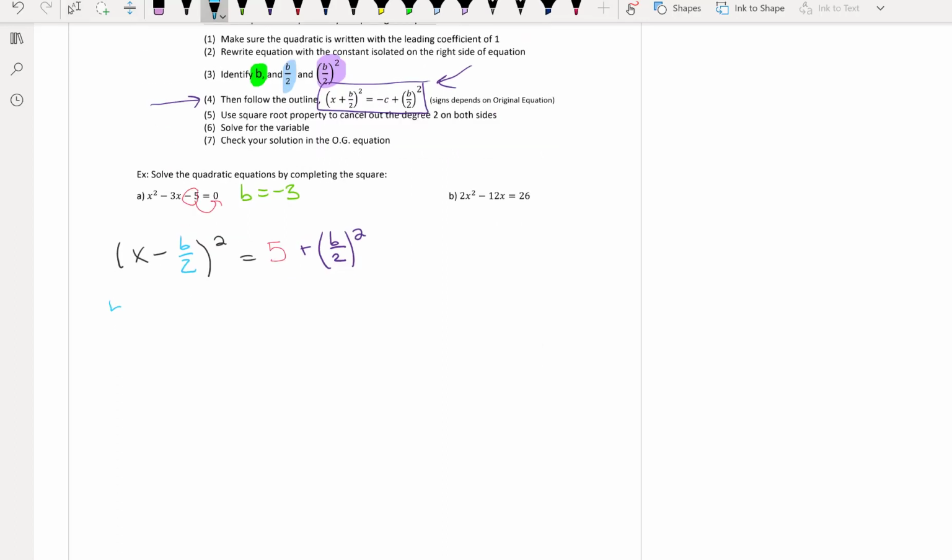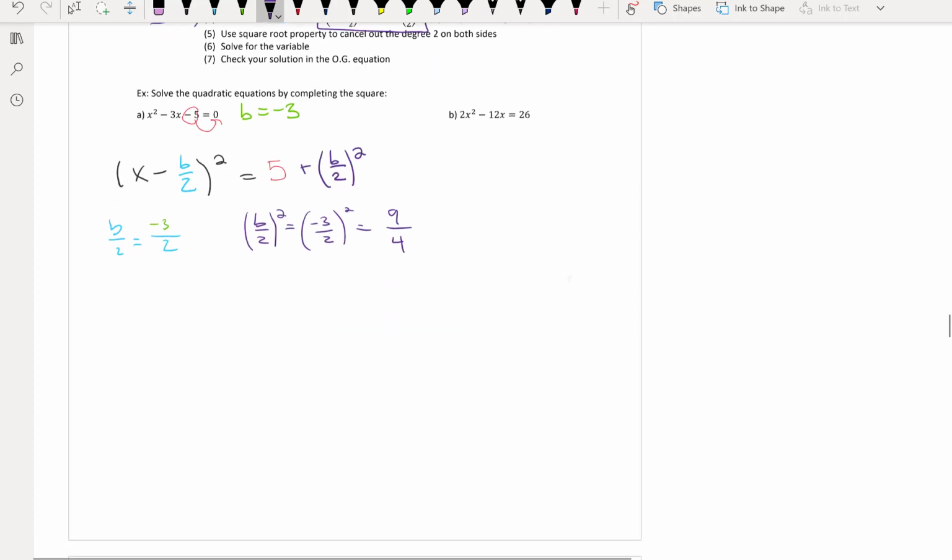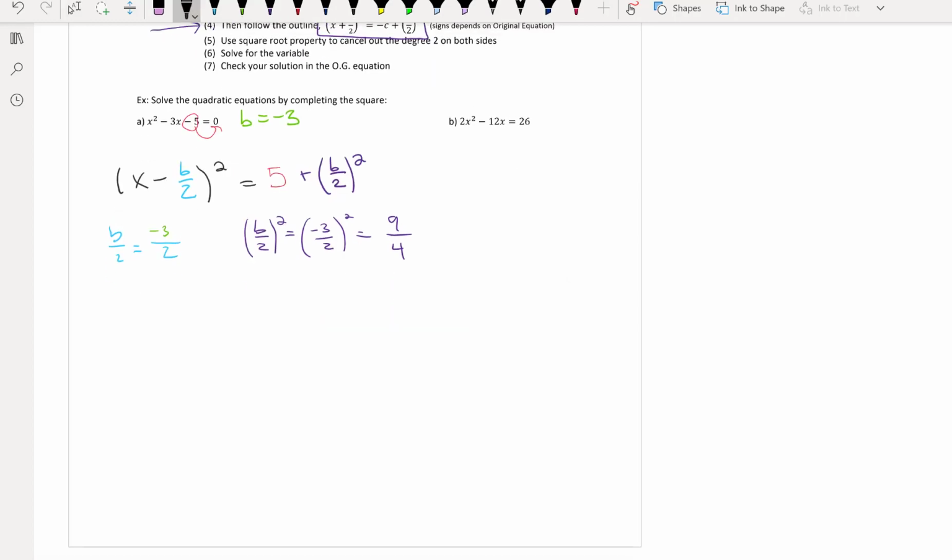So I know that my b value is -3. So when I divide it by 2, it's just -3/2. Then my (b/2) squared would just be (-3/2) squared. So -3 times -3 is 9, and 2 times 2 is 4. So now that I have all that, I can plug it in.